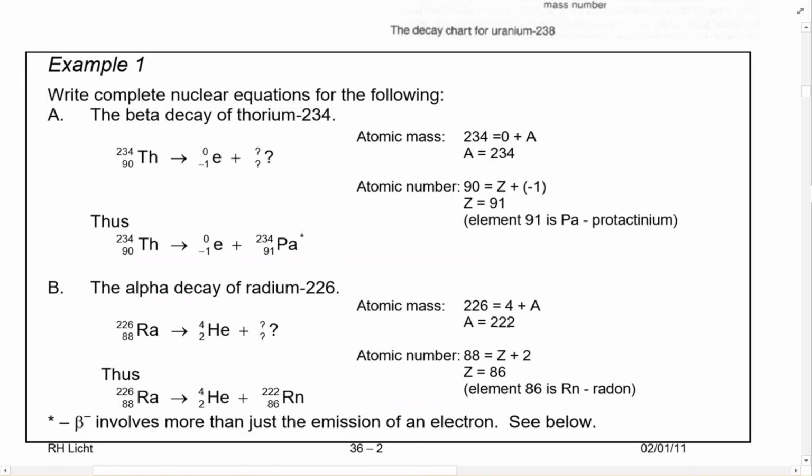It says write complete nuclear equations for the following. So we got beta decay of thorium-234. This is a typical type of question, by the way, right? So diploma and MI tests would look like this. So we've got thorium-234, so you'd write it out like this. You'd find on your periodic table that it's 90 for thorium. And then you know it's beta decay, so beta would look like this, right?